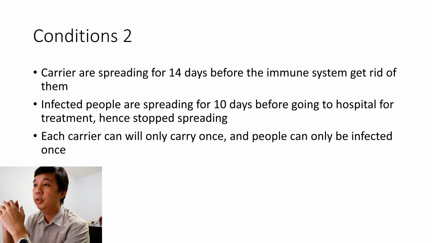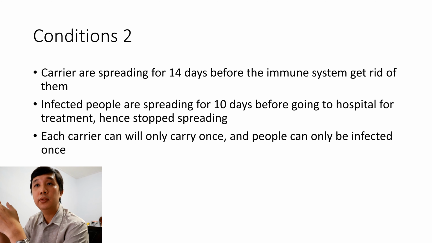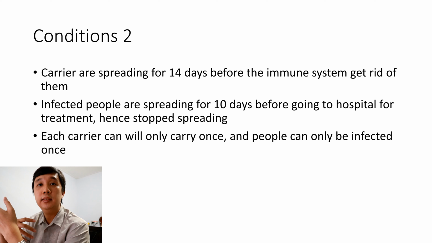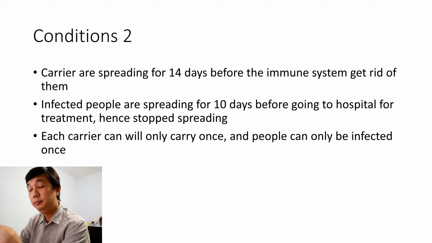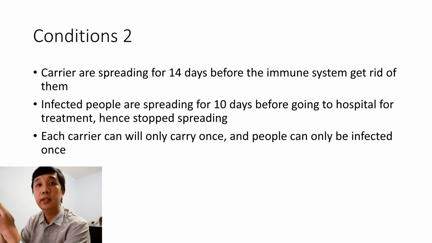And the second set of conditions: first, the carrier will spread the virus for 14 days before the carrier's immune system gets rid of the virus. For example, if I contract the coronavirus, I will not show any symptoms, so I'll be fine. I can do whatever activities I like, and I'll have 14 days before my immune system gets rid of the coronavirus. However, the people who are meeting me won't be so lucky, so I'll be really dangerous at that time, but luckily until now I haven't got it.